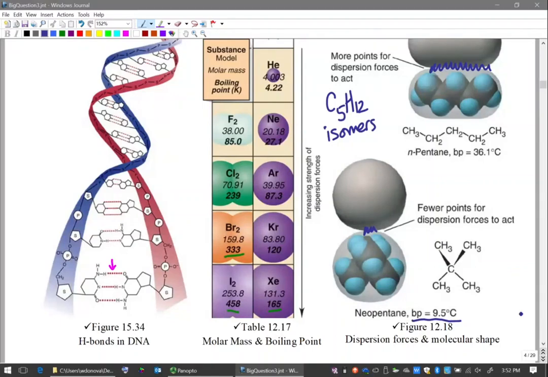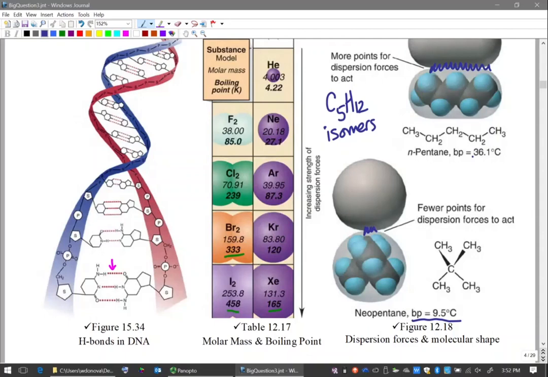So that's kind of interesting that room temperature is actually in between those two. But the n-pentane would not boil off, and the neopentane would. And that's because of the shapes of the molecules making the dispersion forces stronger in the straight-chain molecule. So shape has something to do with it as well.